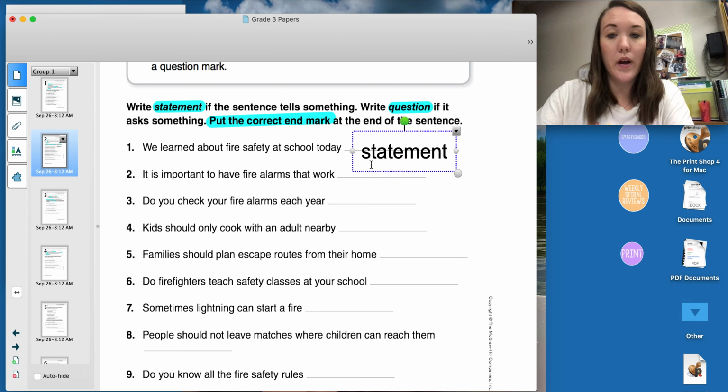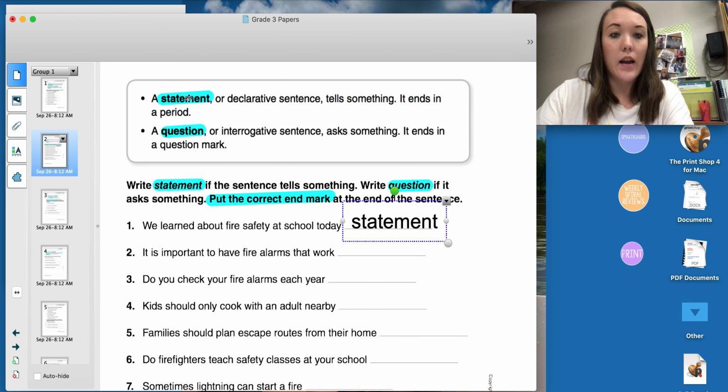So I'm going to write statement on the line, and then I can check my box, and a statement ends with a period. So I need to put the correct punctuation at the end of this sentence.